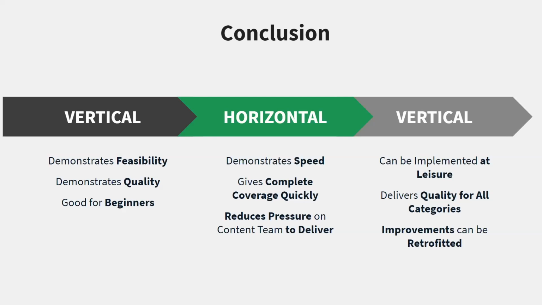And in the end, of course, you have to pull up the remaining categories from the horizontal state, let's say, to the quality from the vertical way of doing things. And this will then deliver the quality you expect for all the categories. The improvements that you are able to include in the next categories, of course, can then be put back into the first category as well. So when you learn things, you can put them into action very, very quickly.